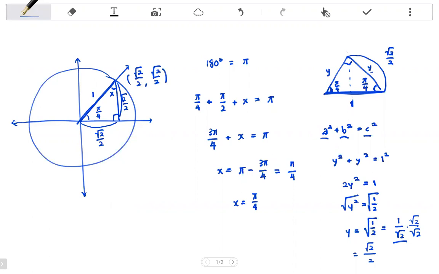So if we're asked, what is sine of pi over 4? Well, we solved for this point, right? This point here is going to be square root of 2 over 2 and square root of 2 over 2. So sine refers to the y coordinate of the point. So what is sine pi over 4? Well, we can just write square root of 2 over 2. So what is cos pi over 4 then? Cos of pi over 4, it's the same, right? Except it's the x coordinate. So cos of pi over 4 is square root of 2 over 2 as well.